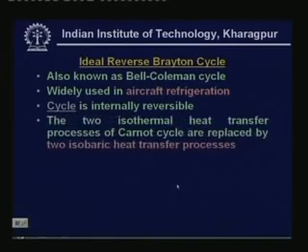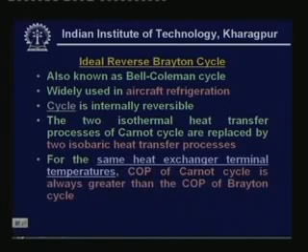Right. So we have seen, as I have already mentioned, the two isothermal heat transfer processes are replaced by two isobaric heat transfer processes, and for the same heat exchanger terminal temperatures you can very easily show that the COP of a reverse Carnot cycle is always greater than the COP of a Brayton cycle, okay. Let me show this.